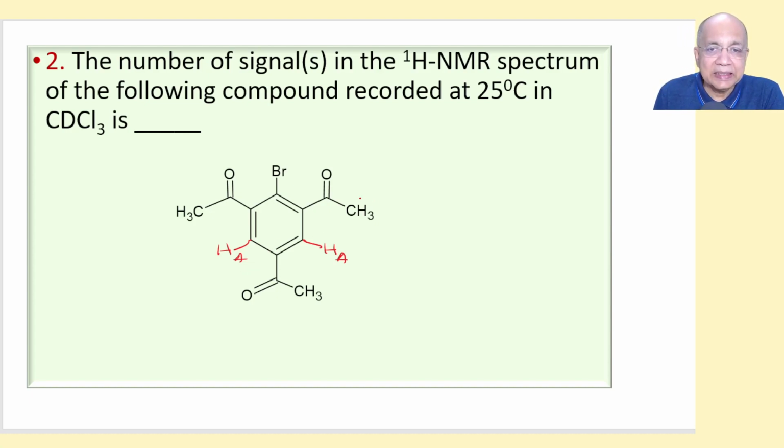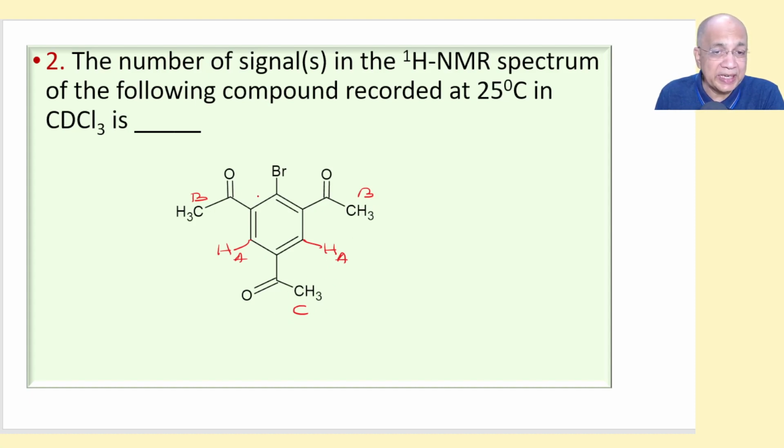And these two methyl groups are identical. Not this one, because they are ortho to bromine. So this is B2. Now this is another non-equivalent proton, being para. This acetyl is para to this bromine. So how many signals are you expecting in the proton NMR? This is 1, this is 2, this is 3. This will be a singlet.